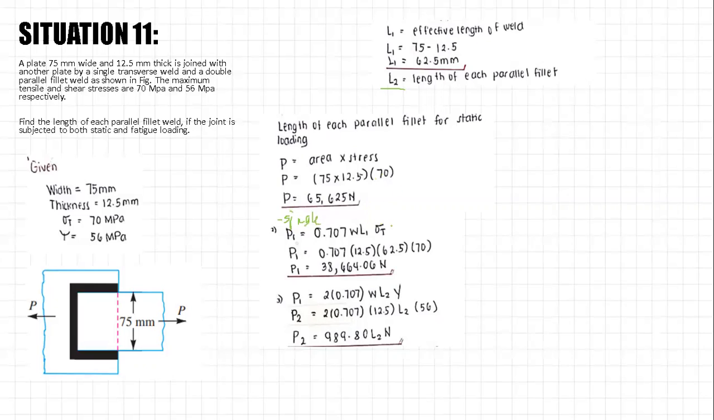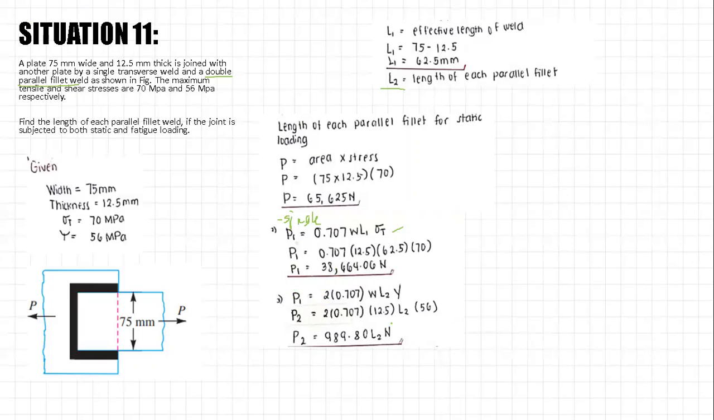We remember our formula from earlier, so let's put the values in the formula. Our thickness is 12.5, our L is 62.5, the effective length of our weld, and our tensile stress is 70. So we can get 38,664.06 Newton. For number 3, this is what we called the double parallel fillet weld, as the problem says. That is why there is a times 2 here.